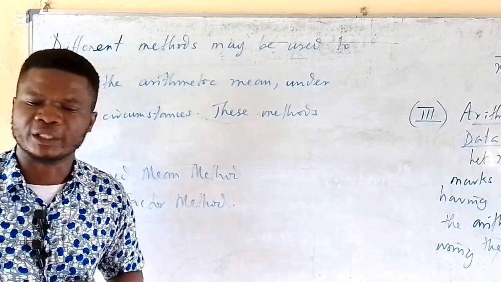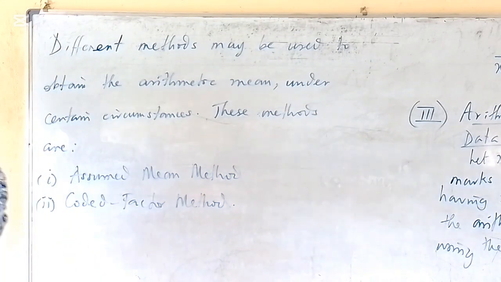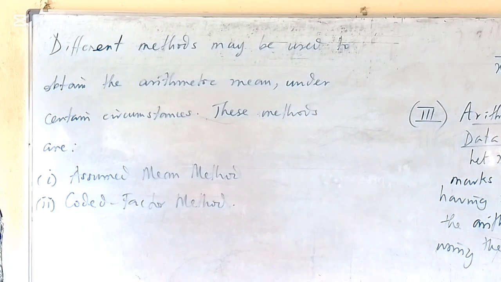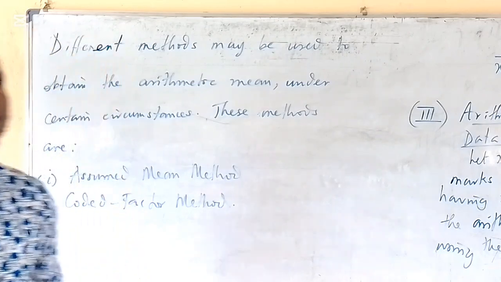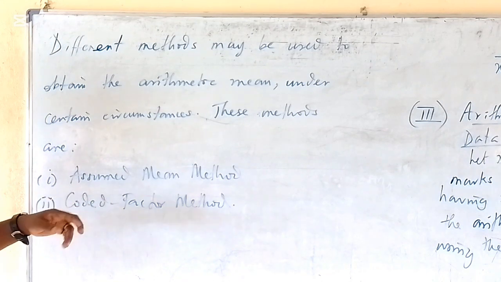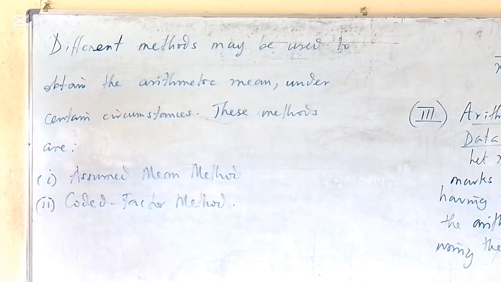Now let me explain something, everybody. Please listen. Do you know that something can happen in this class? Let's assume, I think it is correct if I say Daniel is your class rep, right? Good. Now, I know that there is somebody also that may be acting as an assistant to Daniel. What prompts an assumed mean method to be used? What prompts a coded factor method to be used? Is what I want to explain.